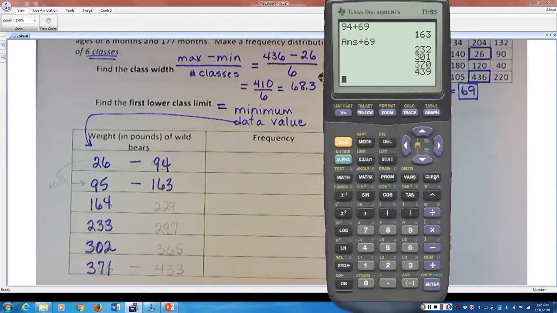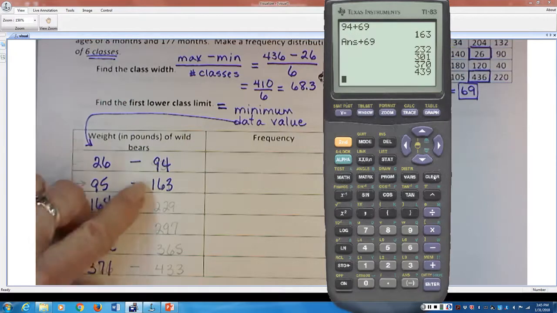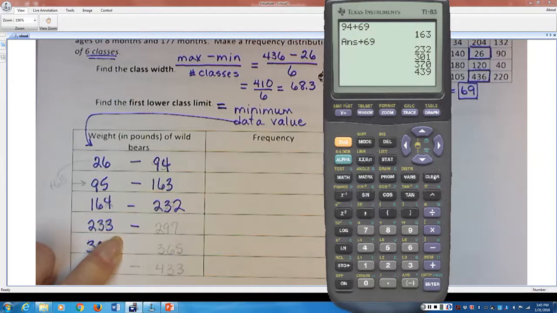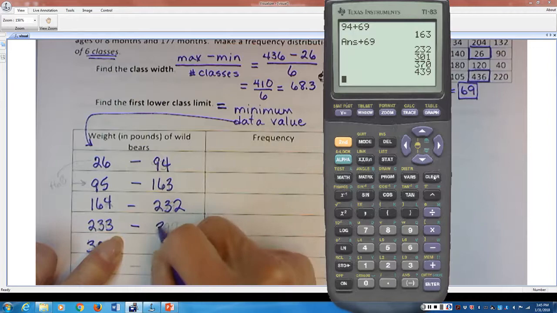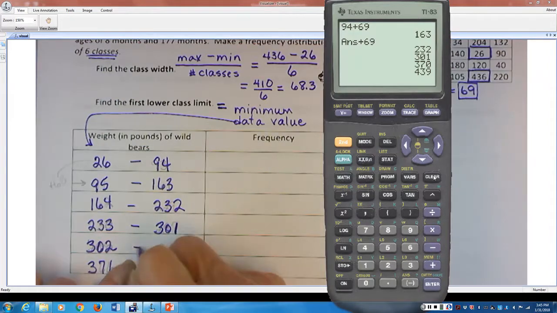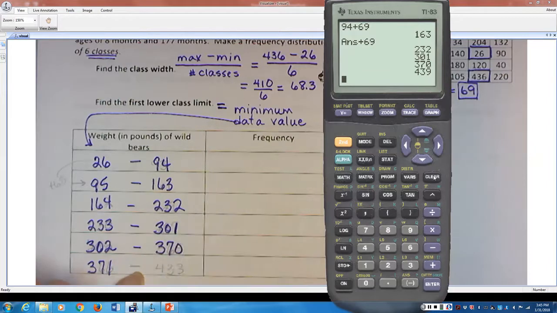And since I'm just adding 69 as I go down, I'll go ahead and add them all. So 232 is my next one. 232 plus 69 is 301. 301 plus 69 is 370. And 370 plus 69 is 439.